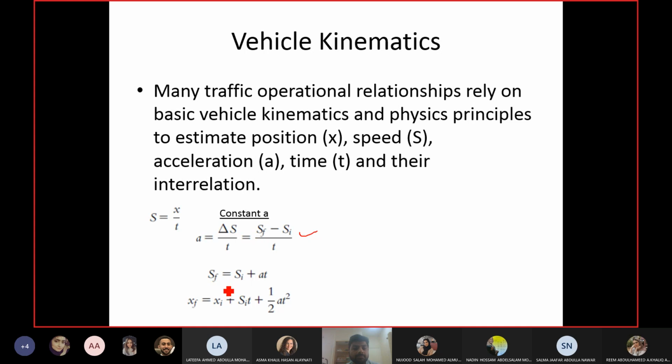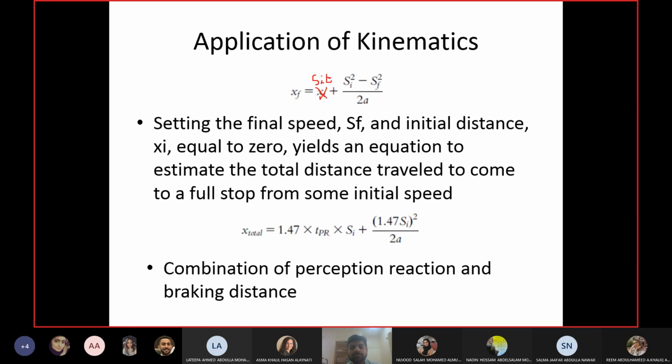So replacing these values, and if you put the final speed as 0, and the initial distance xi is 0, then you can find out the distance traveled to reach a stop. From any initial speed you can find out the distance to reach a stop.